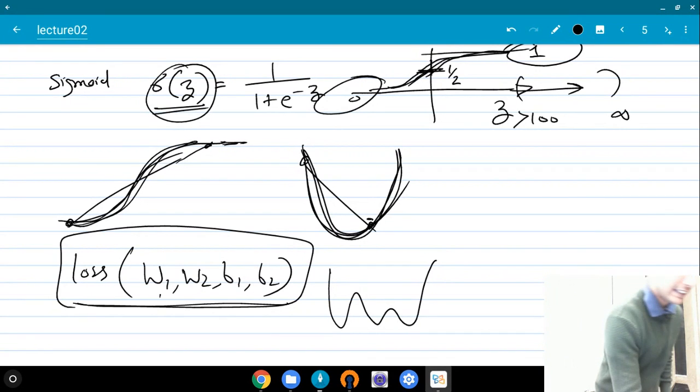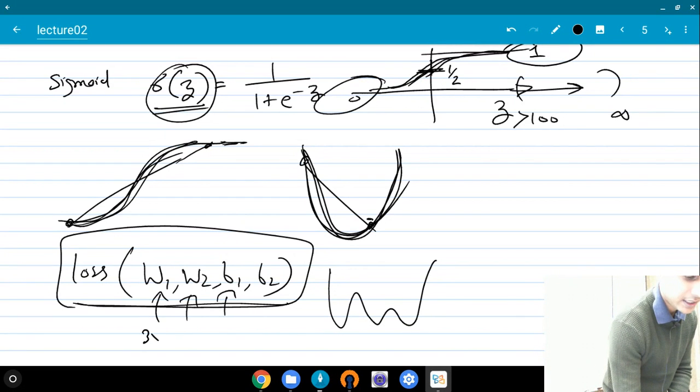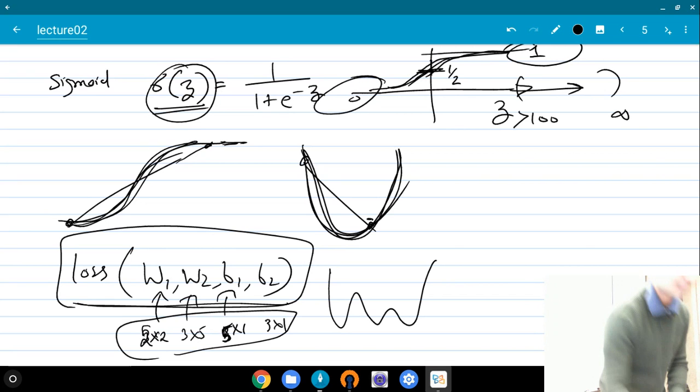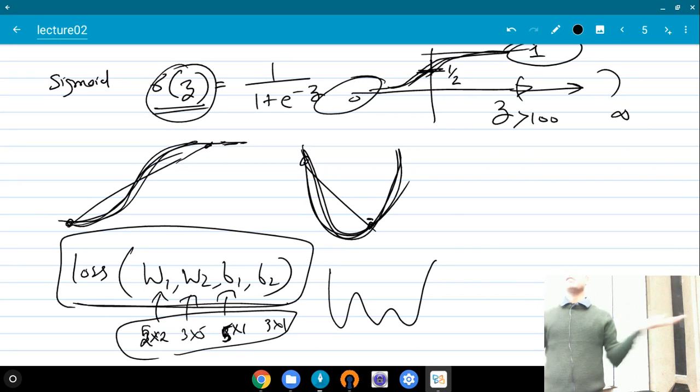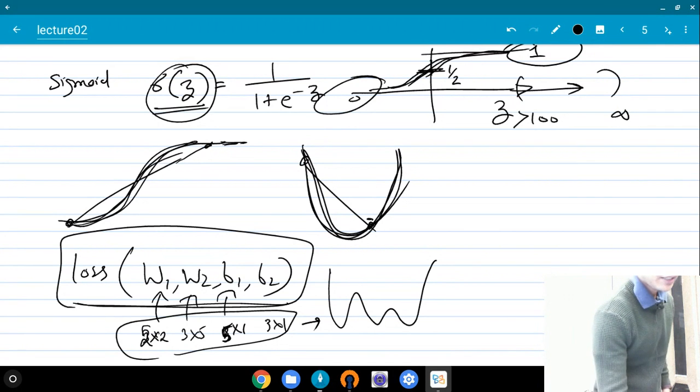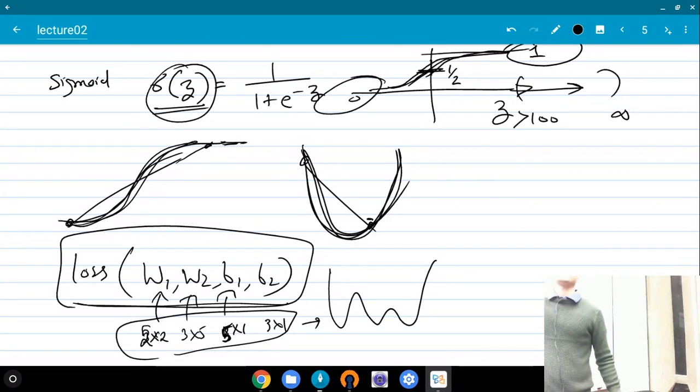Just to pictorially represent the loss function. First of all, these are all lots of numbers, so the loss function is not a one-dimensional function. For example, how many dimensions are there? 3 times 5, 5 times 1 and 3 times 1. These many parameters are there. You can't really imagine how many parameters there are, but as a function of these parameters, there's a loss surface. I'm just pictorially representing it as a one-dimensional function, and I'm just representing that this function is highly non-linear and also not convex.